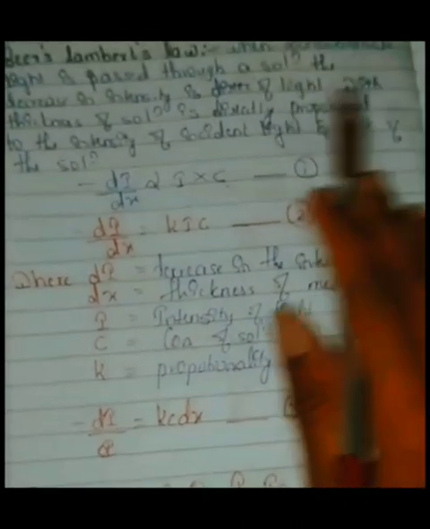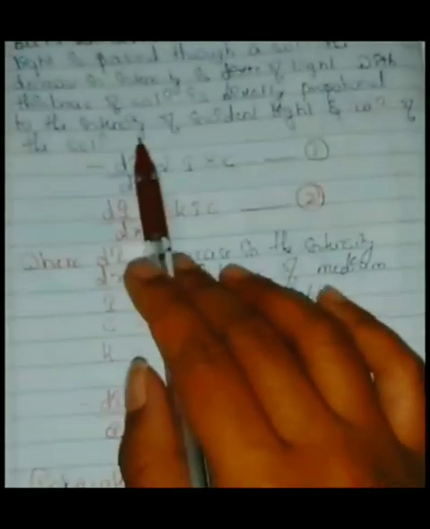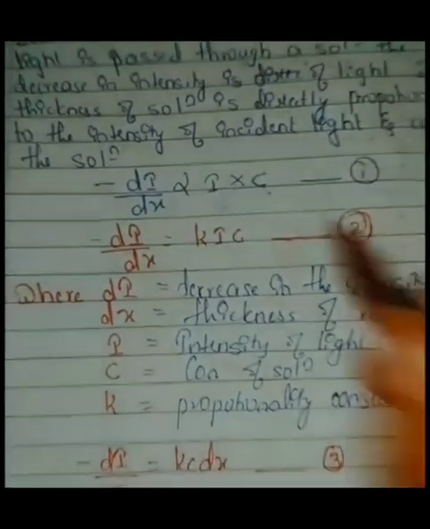When monochromatic light is passed through a solution, the decrease in the intensity of light with the thickness of the solution is directly proportional to the intensity of the light and the concentration of the solution. dI by dx is directly proportional to I into C, the intensity of incident light and the concentration of the solution. So let us start the derivation now.